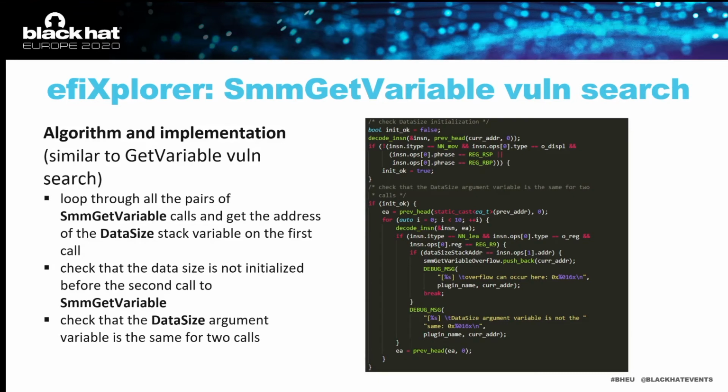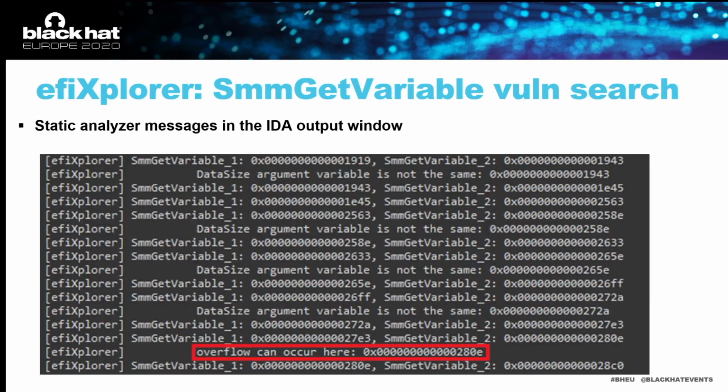Once we do that, the algorithm of how we find and check that this is a potential security vulnerability is exactly the same as before. We just see that there is a sequence of two getVariable calls using the same data size reference and the same data size argument, which is not initialized, and see what it yields us.